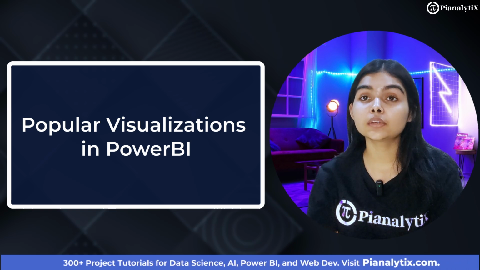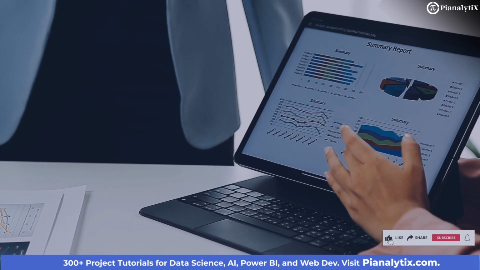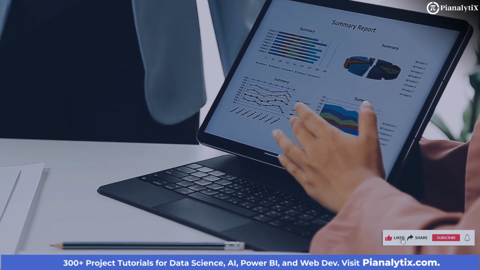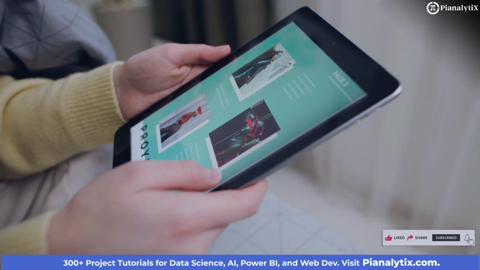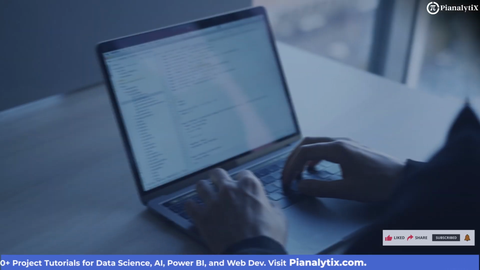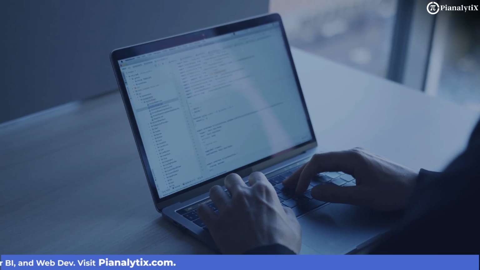Today we are going to learn the top most important visuals in Power BI. Now visualizations form the backbone of this tool, but sometimes students struggle with them because they don't know what kind of visualizations are best suited for what kind of data, which is exactly what we'll go over in this tutorial today. So let's get right into it.